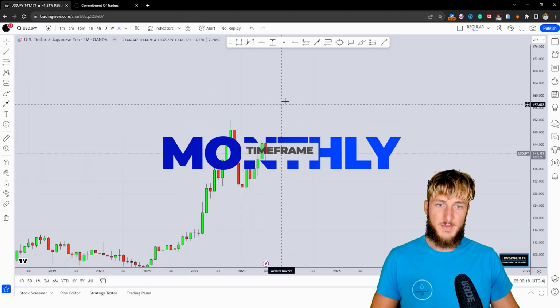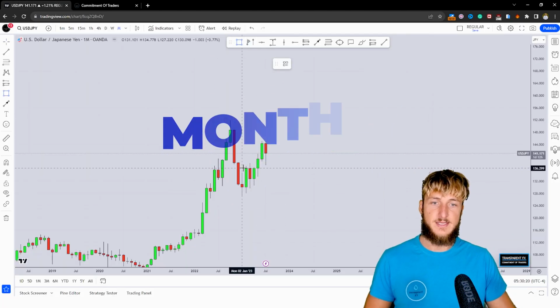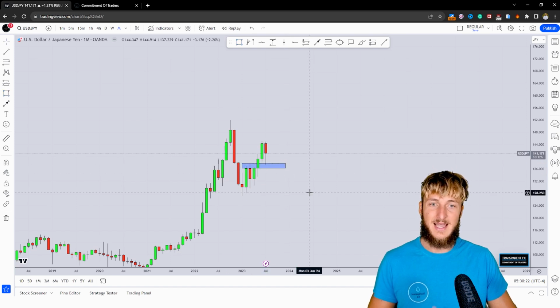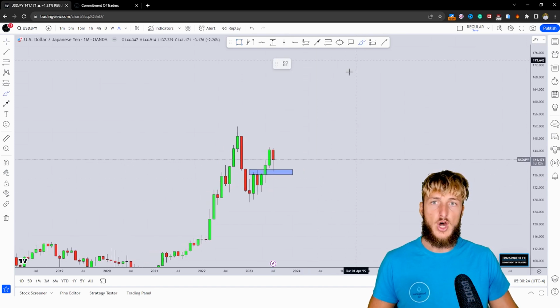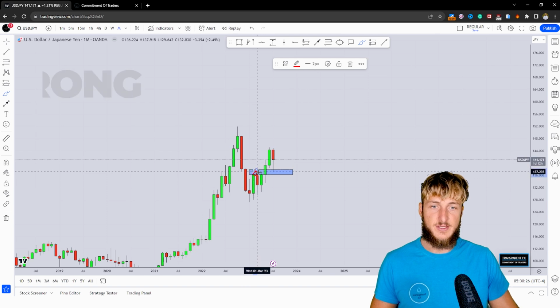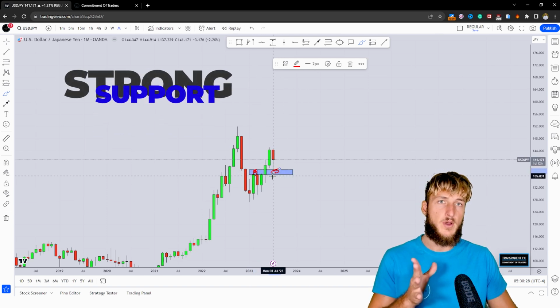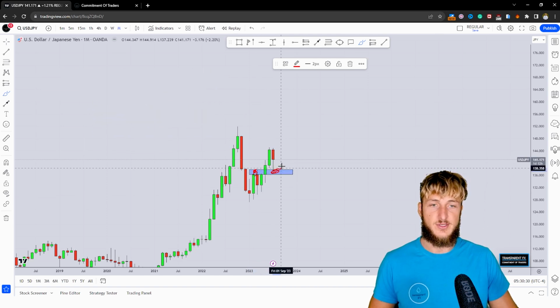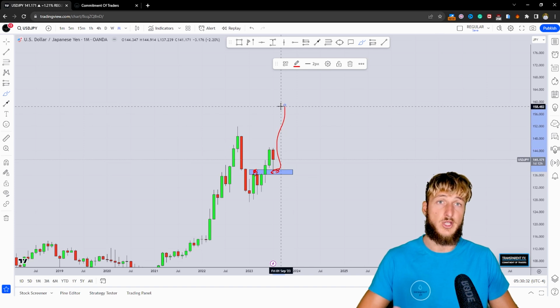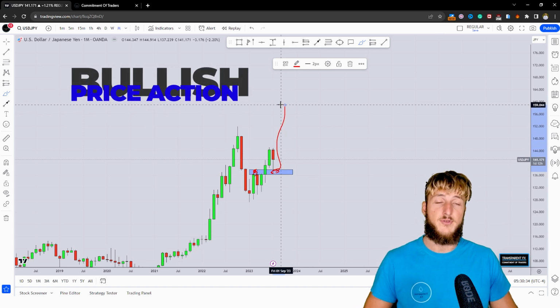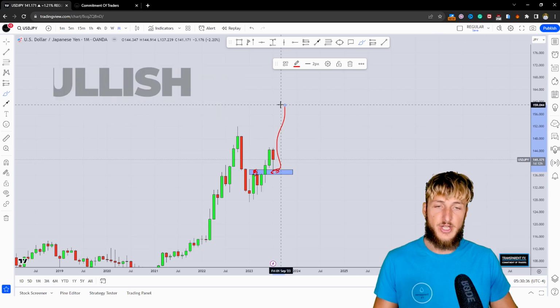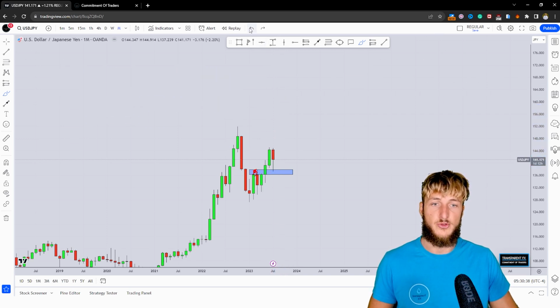Now, starting from the monthly time frame, what we can see is that we have a market which is currently testing a quite strong level of previous monthly resistance that is now turned support. Now, as the market is testing previous resistance turned support, we could expect more potential bullish continuation and for the market to potentially reject this strong support level to the upside.